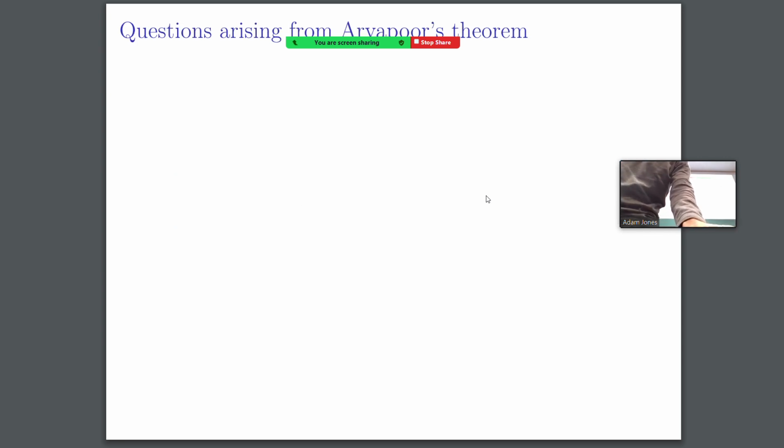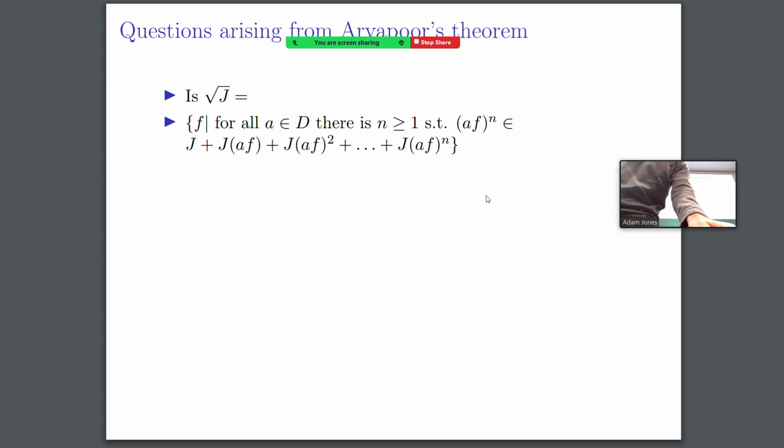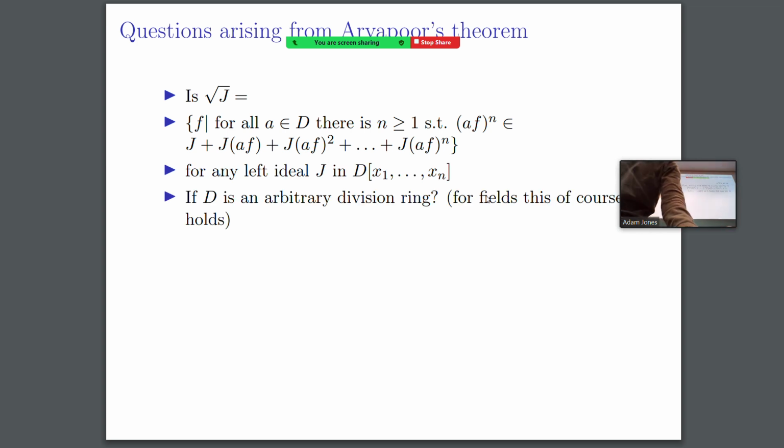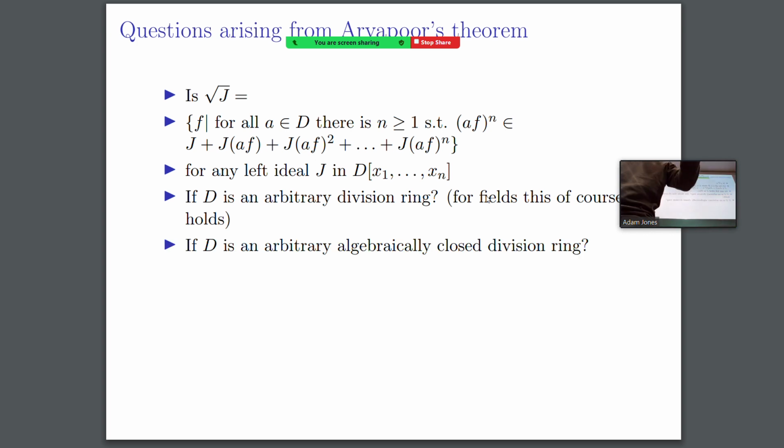So it's not clear what happens with arbitrary rings. Let me write some questions. First of all, can the radical be defined using this description in the case where D is an arbitrary division ring? For fields, of course, this is true, but we don't know for arbitrary division rings. More specifically, I would like to know, is it at least true for an algebraically closed division ring? By an algebraically closed division ring, I mean any ring satisfying the Jacobson theorem: a division ring for which every polynomial with left coefficients has a zero.